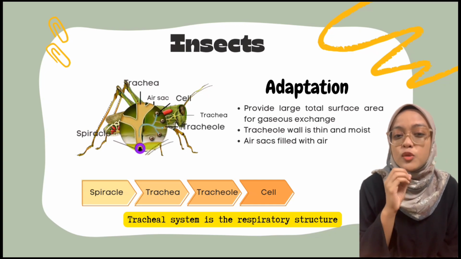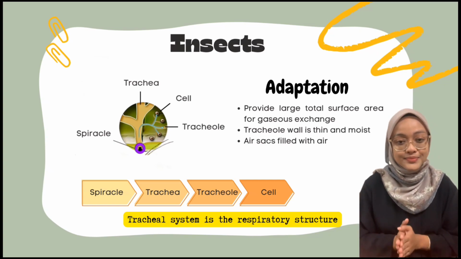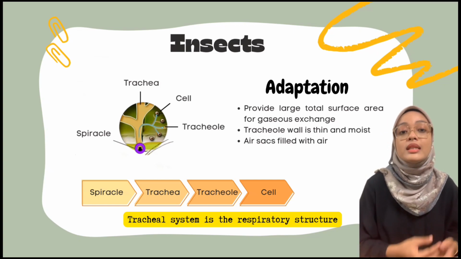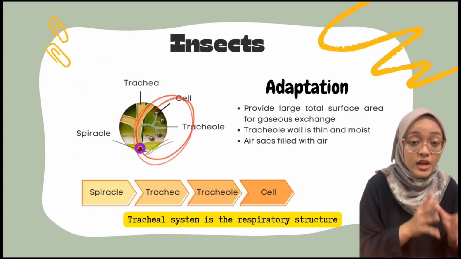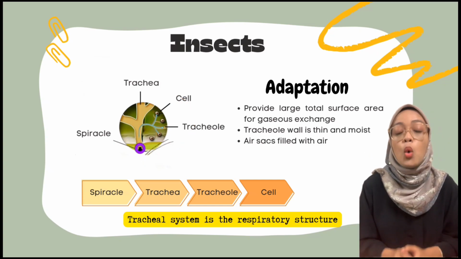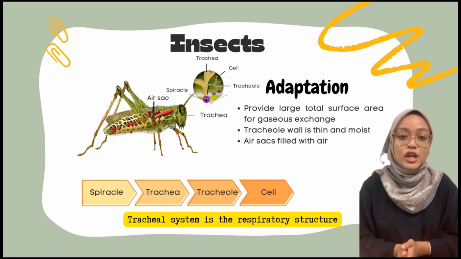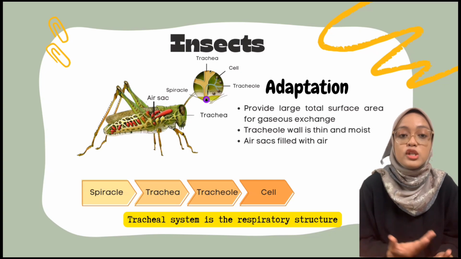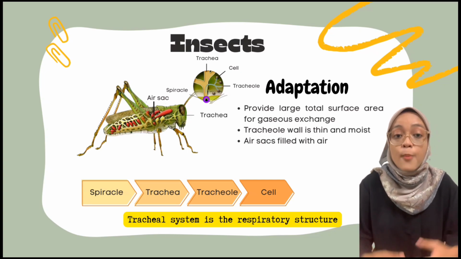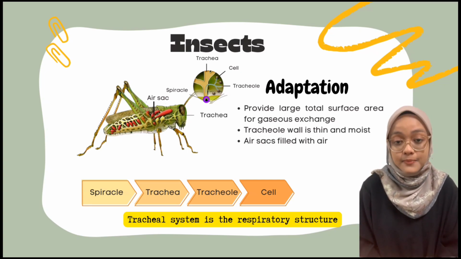So there are small pores in the thorax and abdomen of the insect called spiracles. It allows the intake of air into the tracheal system. The trachea branch out to form finer tubes called the tracheole, which is the respiratory surface. The adaptation of tracheole that allows for efficient respiratory gases exchange: a large number of tracheoles provide a large total surface for the exchange of the gases.